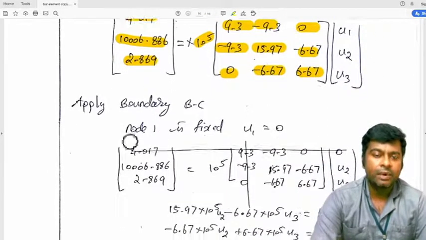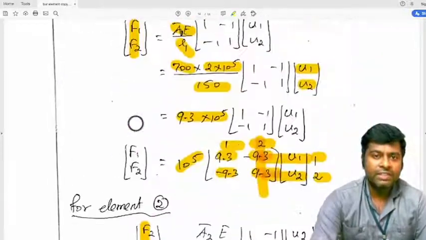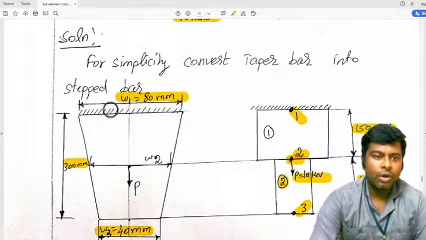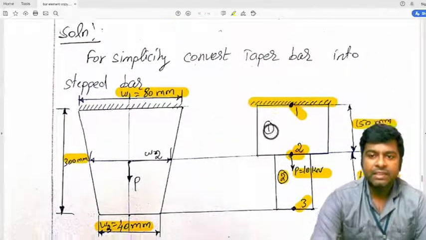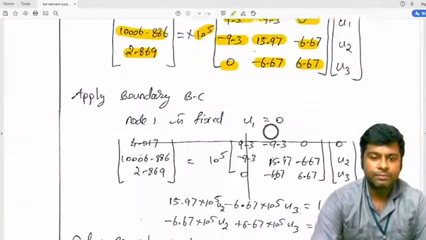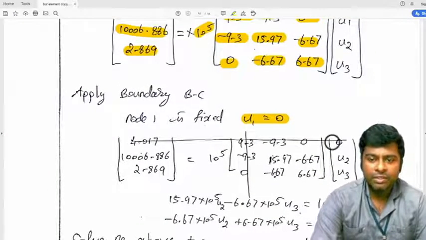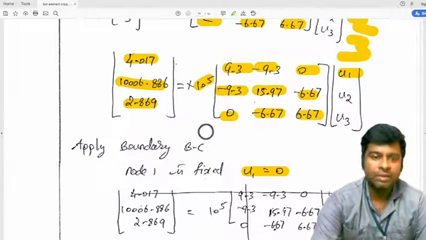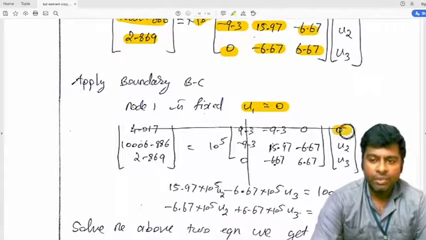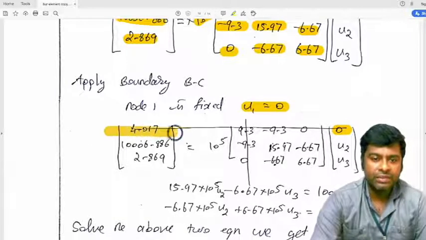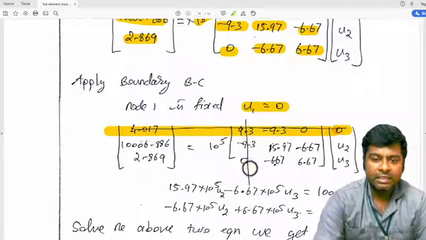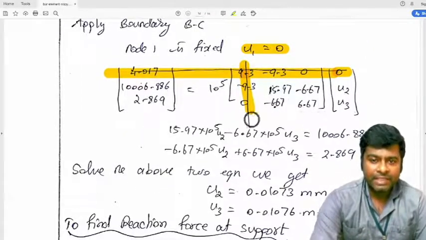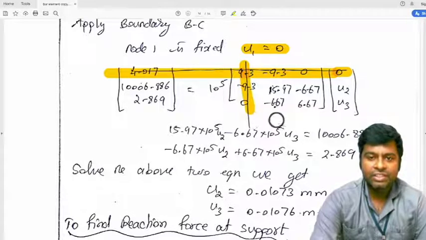Next step, apply boundary conditions. In this figure, node 1 is fixed. Therefore, U1 equal to 0. Put the value U1 equal to 0 in the assembled equations. Therefore, we strike out the first row and first column of the finite element equation. This matrix form is transformed into the simultaneous equation form.